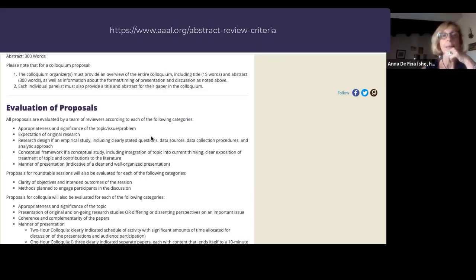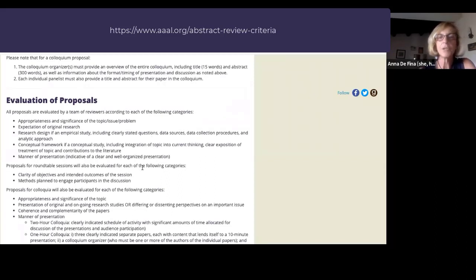The criteria: appropriateness and significance of the topic, issue, problem; expectation of original research; research design, if empirical study, and analytical approach; conceptual framework, if a conceptual study; and manner of presentation. So these criteria, of course, are all a little bit holistic. So even if you give a number, a grade, you judge holistically.